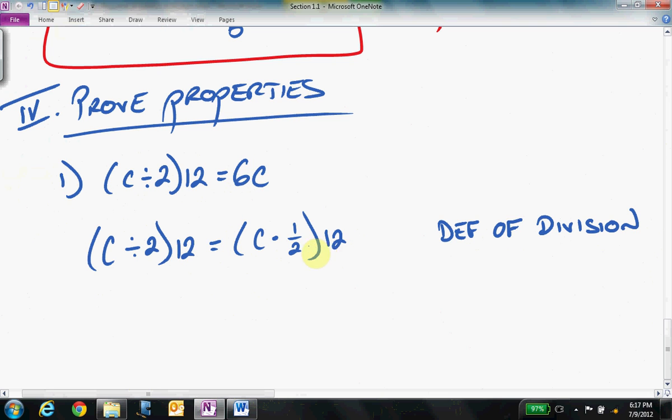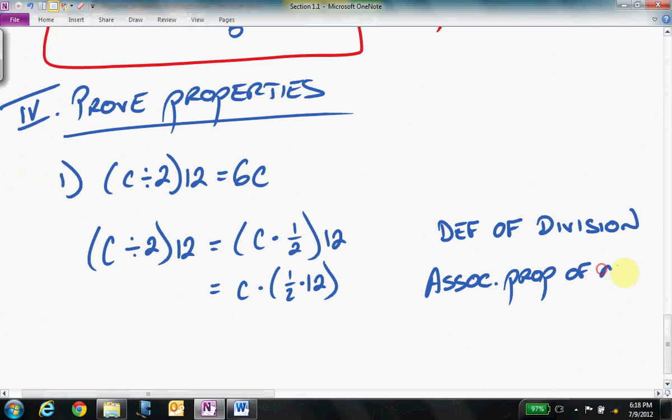Now I can see, well, half of 12 is 6, which is near what I want. But before I can multiply these together, I need to regroup them. So I'm going to group the numbers. That's going to be 1/2 times 12. And by regrouping, if you go back and look at your chart that you just created, which property was regrouping? Oh, that was the associative property. So this is the associative property of multiplication, because that's the operation we're dealing with.